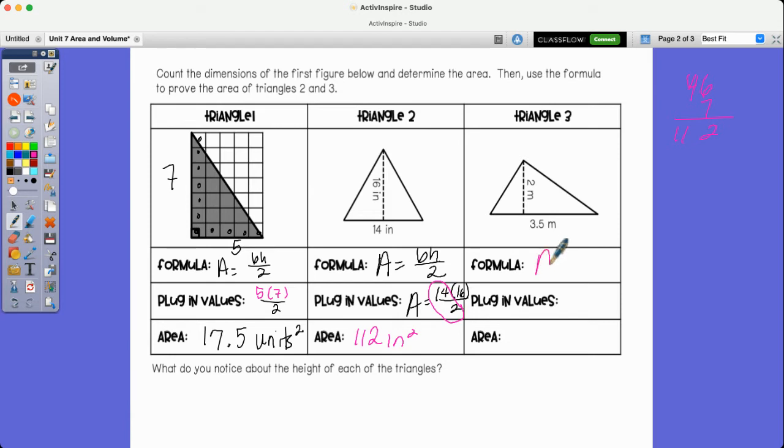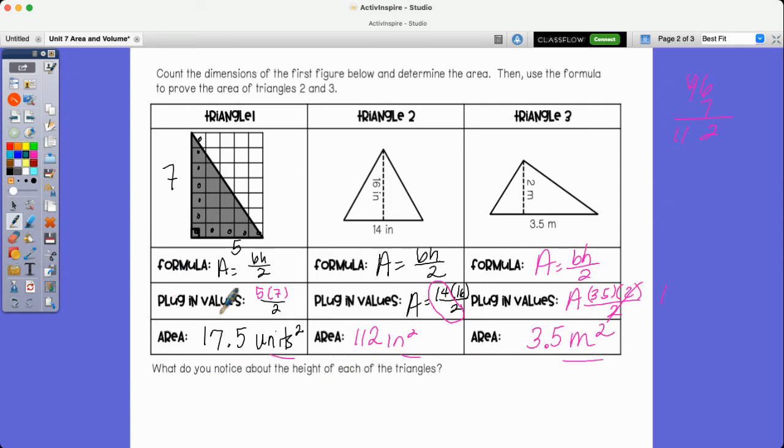Okay, triangle 3, same formula. The formula never changes, base times height divided by 2. Plug in your values and you get 3.5 times 2 divided by 2. Well, 2 divided by 2 is a big fat 1, so I'm left with an area of 3.5 meters squared. Make sure units, units, units, no naked numbers in the classroom.